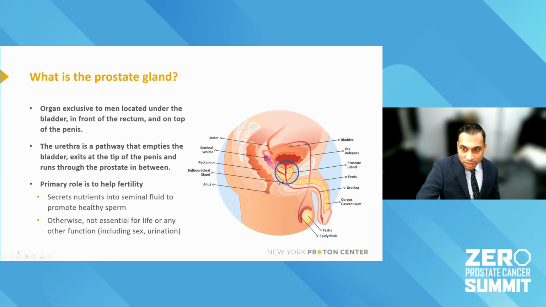So what does the prostate gland do? Why is it there? The primary role is to help with fertility. So the gland itself actually secretes nutrients into the seminal fluid to promote healthy sperm during procreation. Otherwise, and this is important, it's not essential for life or any other function. This includes sex, this includes urination. It's just not a necessary component. So after procreation, after you're done having children, effectively the prostate gland becomes expendable, and that's why you can remove it if there's cancer in it or radiate it safely.